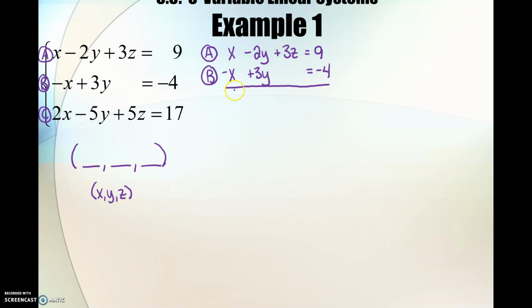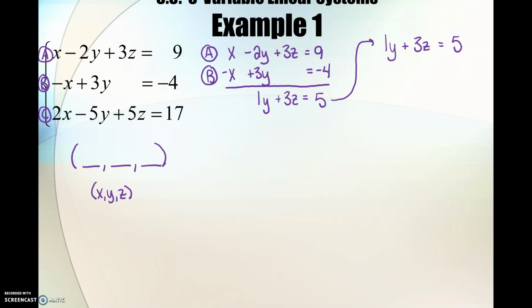Okay, let's take these 2 equations, A and B, and eliminate. X and negative x, those are going to cancel. Negative 2y and positive 3y, those add together to give us 1y. 3z plus nothing is 3z. And 9 plus a negative 4 is 5. I'm going to take this equation and put it over here on a shelf and save it for later. 1y plus 3z equals 5.